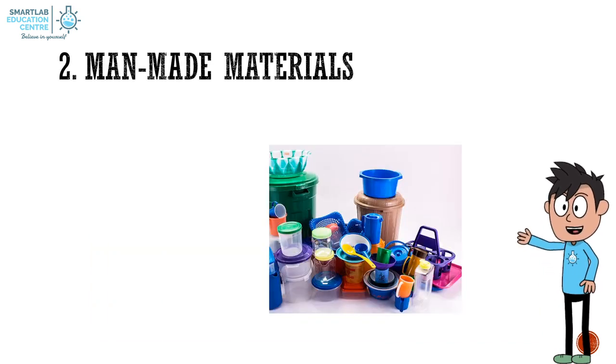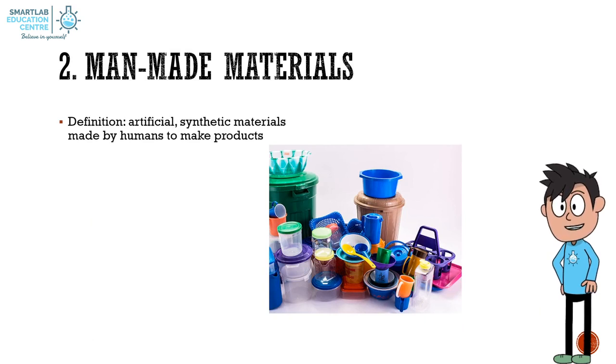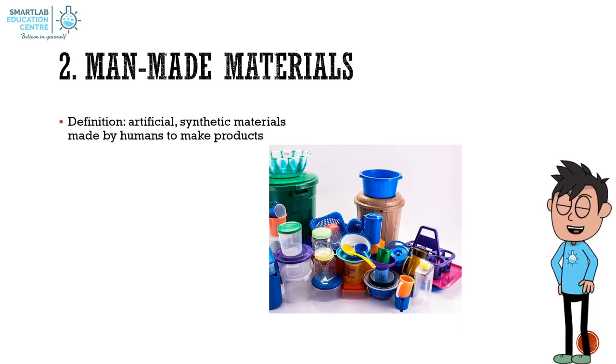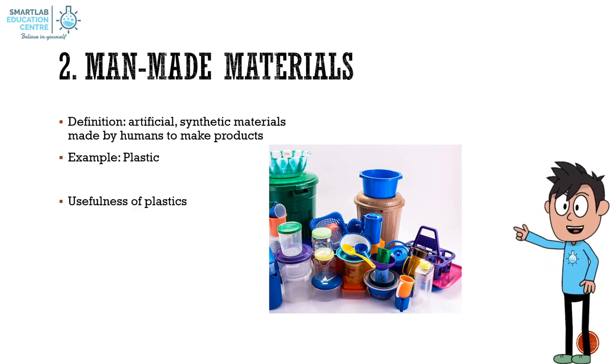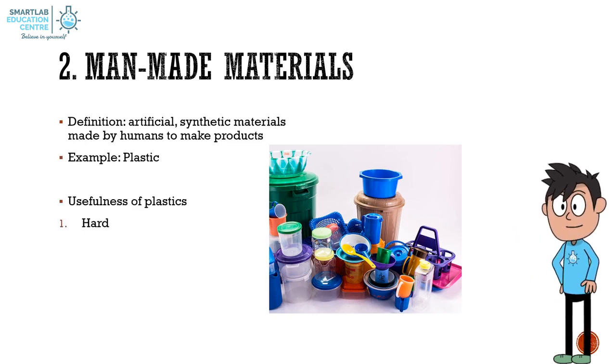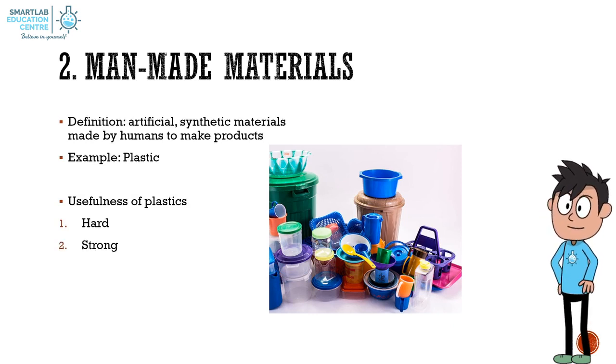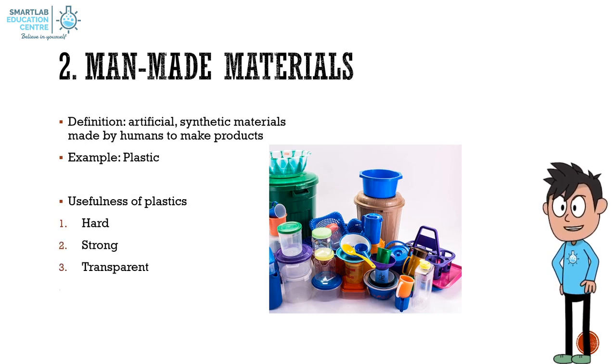2. Man-made materials. Definition: artificial, synthetic materials made by humans to make products. Example, plastic. Usefulness of plastic: hard, strong, transparent, light, waterproof and moldable.